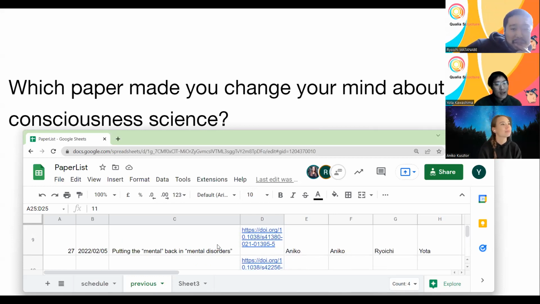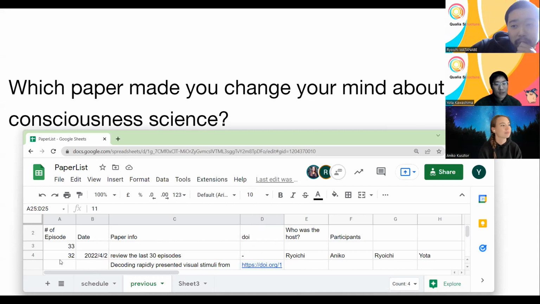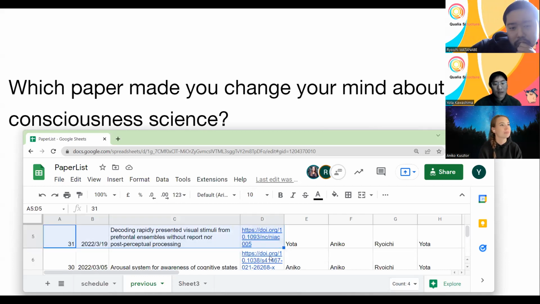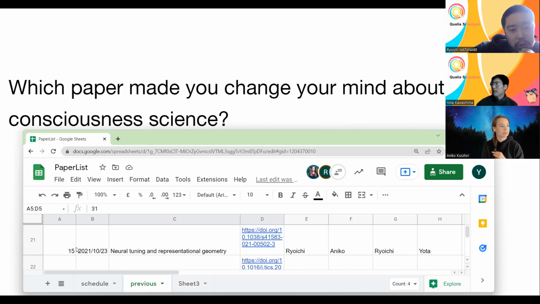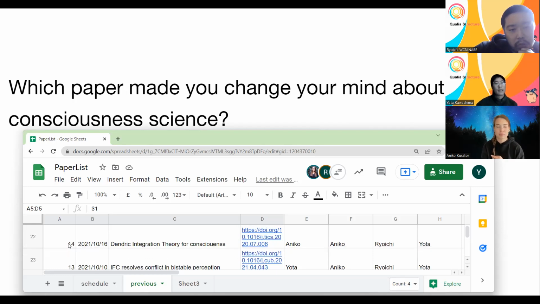I guess I have several papers, and the first one is the paper we read last week, decoding rapidly presented visual stimuli. Basically, you can decode the contents of consciousness from PFC neurons in a no-report paradigm. And another paper, again the same thing, insisting that you can decode the content of consciousness from PFC or something like that.